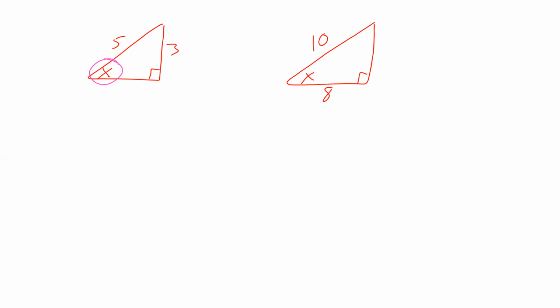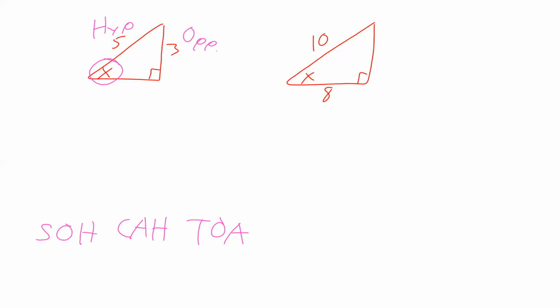So 5 is what part of that triangle? That's our hypotenuse. The 3 is what part of the triangle? Opposite. So now we need to look at SOHCAHTOA again. I have opposite and I have hypotenuse. Which one of these ratios includes both opposite and hypotenuse? Sine. So sine has opposite and hypotenuse.